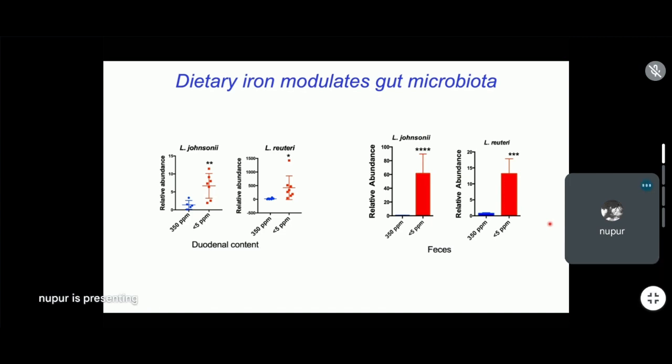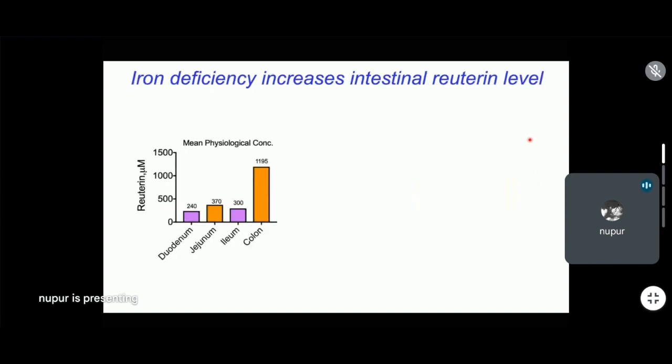Then we actually wanted to look at one of the components of lactobacillus reuteri, which is known as reuterin. So we focused on the reuterin because one of our collaborators suggested that we should look at reuterin, because reuterin is a very well-known antioxidant, a component of lactobacillus. So we first measured the reuterin concentration in the intestine. And as you can see, of course, in the colon, reuterin concentration is very high. But these are the physiological means that we see in our hands, in the mouse intestine.